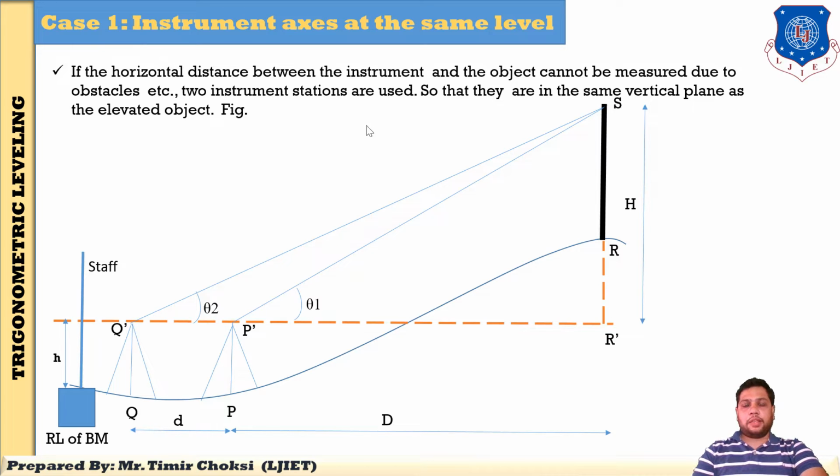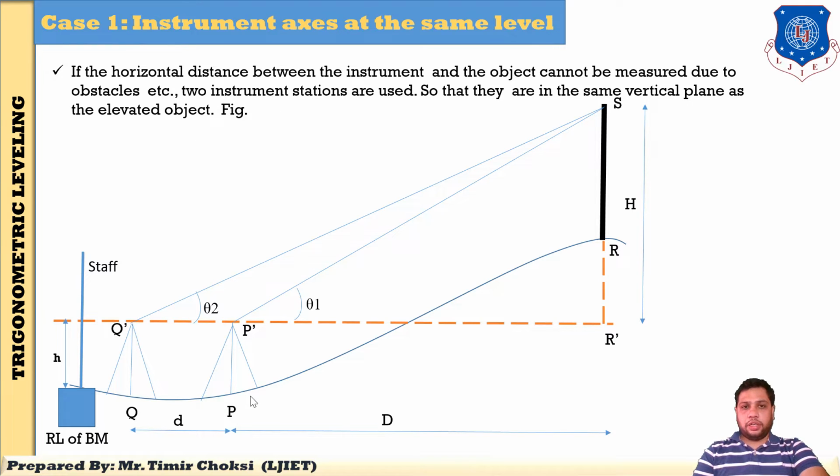Now student, I have explained the case of instrument axis at the same level, and I have explained all the elements as well as the derivation. So first, if the horizontal distance between the instrument and the object cannot be measured due to some obstruction, two instrument stations are used so that they are in the same vertical plane as the elevated object.